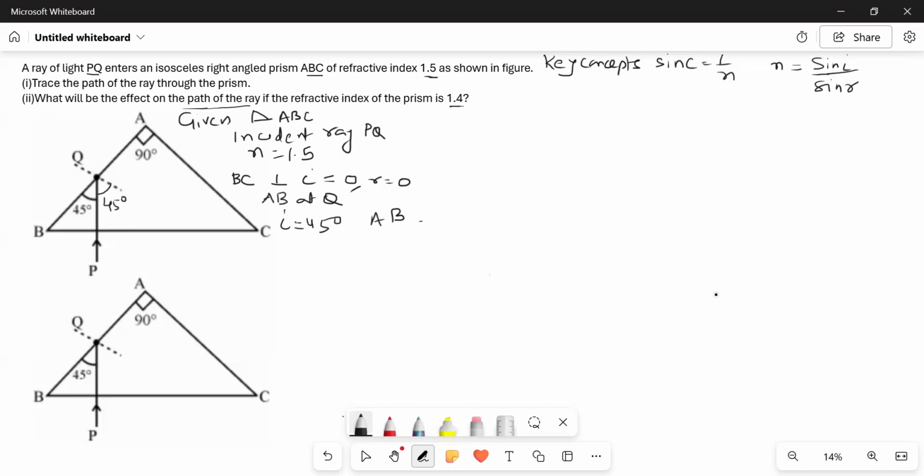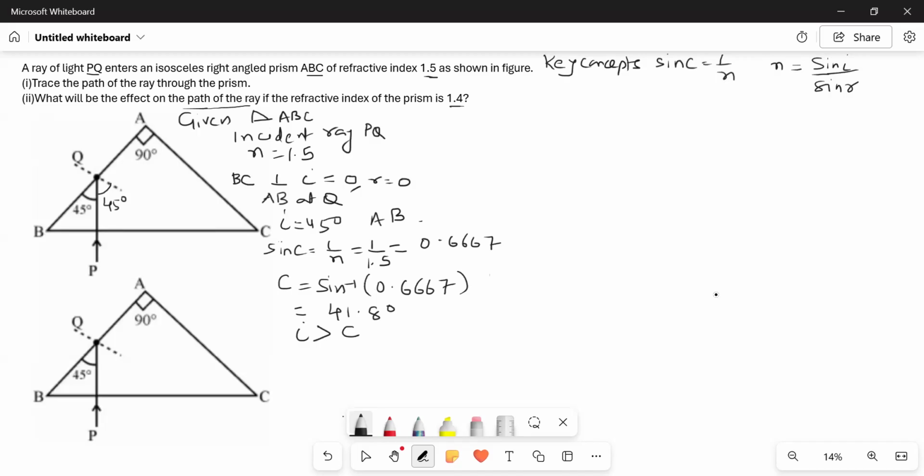Now we have to see that the ray is moving from denser to rarer medium, whether it will be totally internally reflected or refracted. For that, we need to find the critical angle. Using the formula sine C is 1 by n, or 1 by 1.5, which is 0.6667, C is sine inverse of 0.6667, and this value is 41.8 degrees. So we see that the angle of incidence is greater than the critical angle. When the angle of incidence is greater than the critical angle, it will be totally internally reflected.